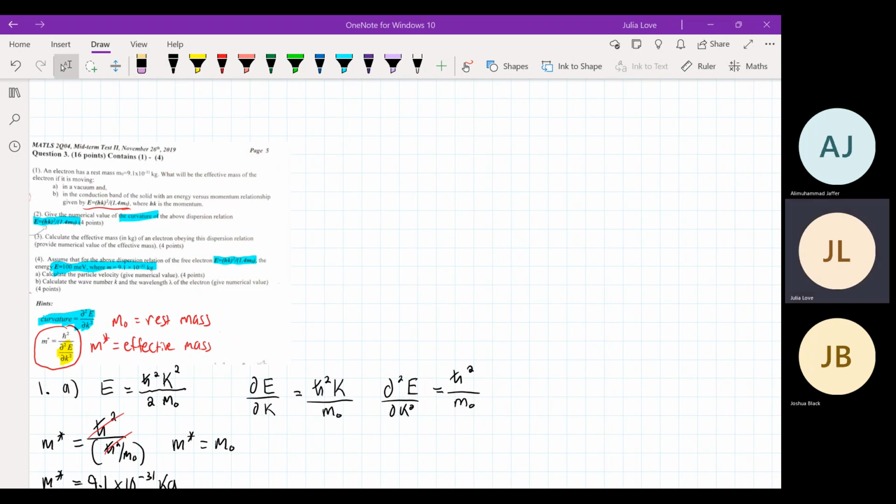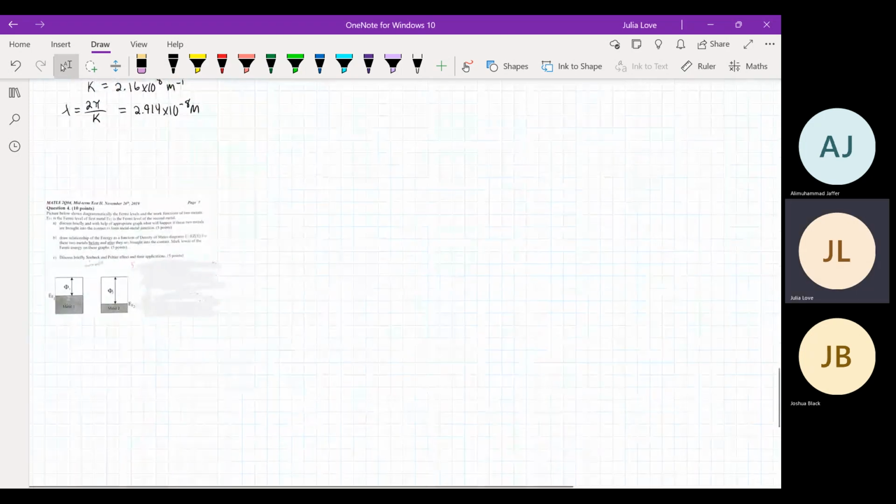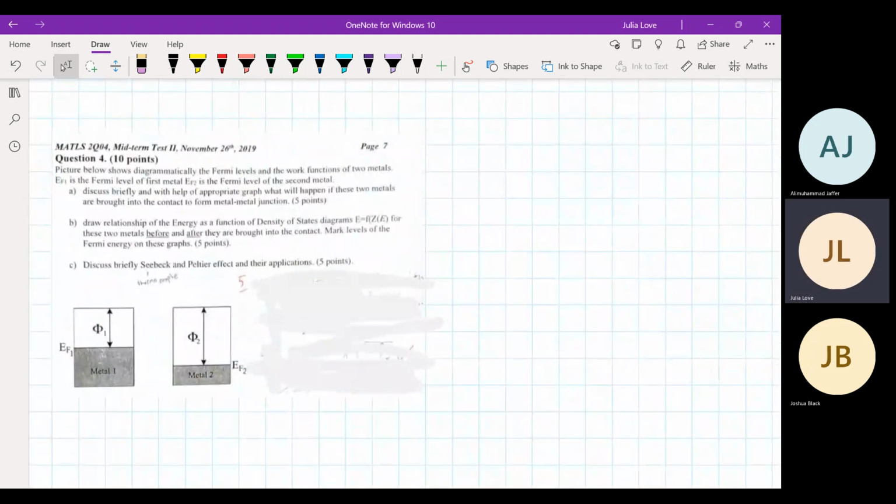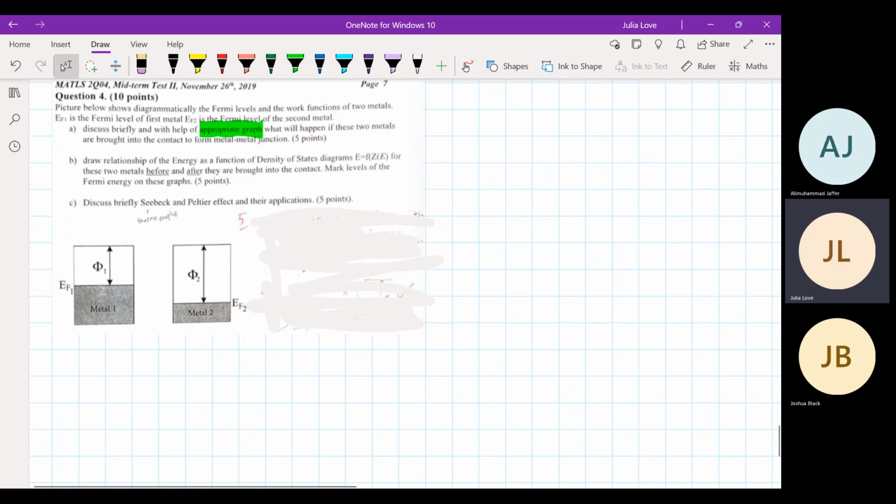Okay, so if you guys don't have any other questions, we'll move on to question 4, and then we'll be done probably pretty early, so we'll be able to go over any questions you guys have too. Okay, so question 4 is all about Fermi energy levels again. So we're given just 2 diagrams of these Fermi levels and their work functions of 2 different metals. And then the first question is just to briefly discuss, notably with the help of graphs, what will happen if these 2 metals are brought together to form a metal-metal junction.